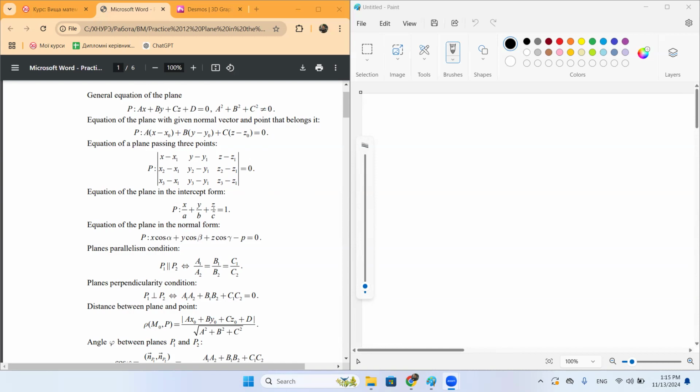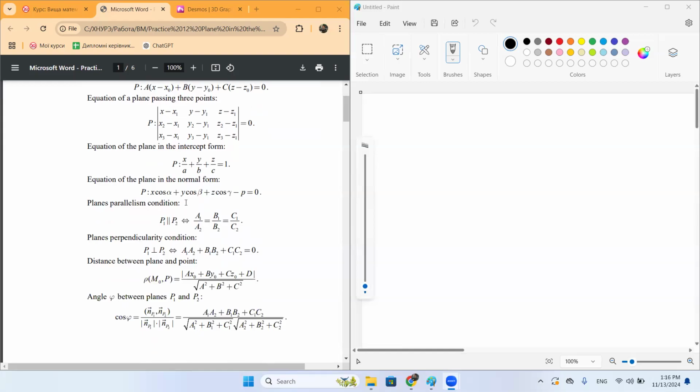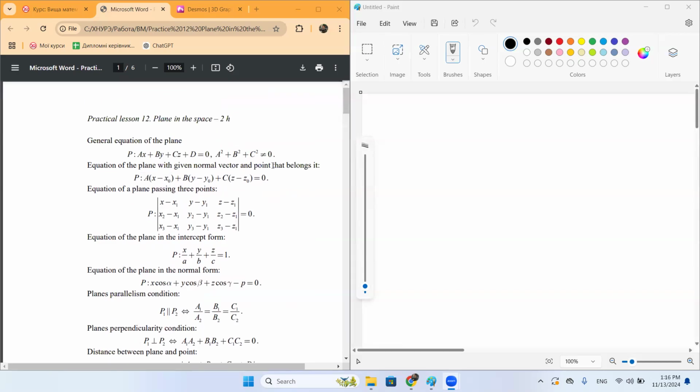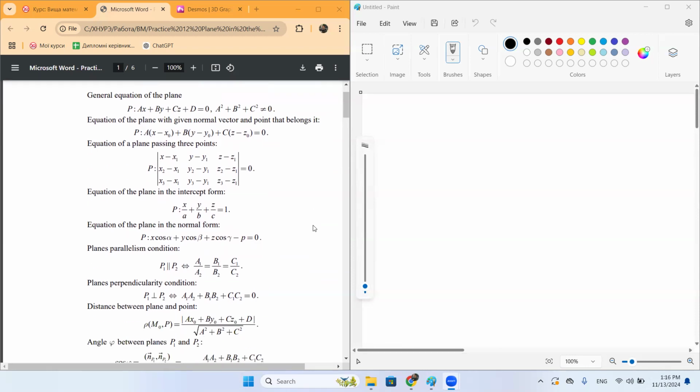Then intercept form. So A, B, and C, they are x, y, and z intercepts respectively. Then equation of the plane in the normal form. So cosine of alpha, cosine of beta, and cosine of gamma, they are direction cosines of normal vector. So to receive this form, we need to divide a general equation of the plane by magnitude of the normal vector.